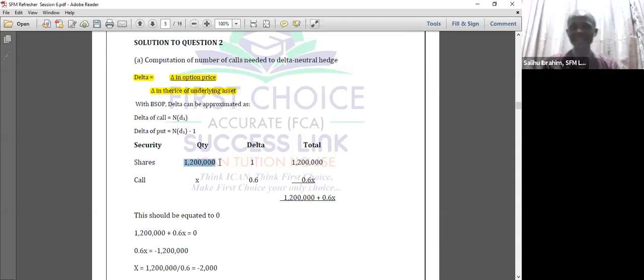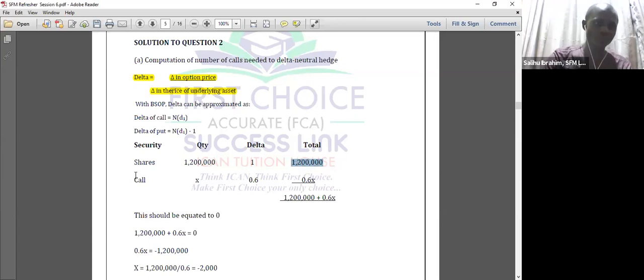Now, delta of any underlying asset, please take note. Don't come and chat me again asking how did I get 1? 1 is constant. The delta of the underlying asset is always 1. What is our underlying asset? Shares. So delta is 1. Anything underlying asset, the delta is always 1. So 1,200,000 times 1 is 1,200,000.